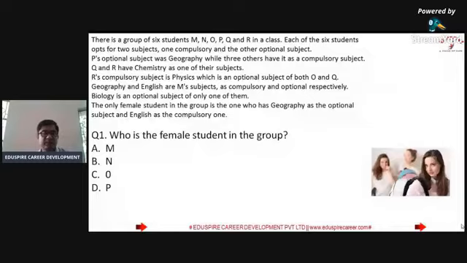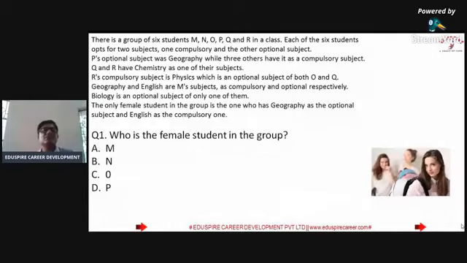The only female student in the group is the one who has geography as an optional subject and English as the compulsory one. Now you need to identify who is the female student in the group. If you consider the question, you must be having the feeling of how to find out who the female student in the group is. So let us first observe the question.